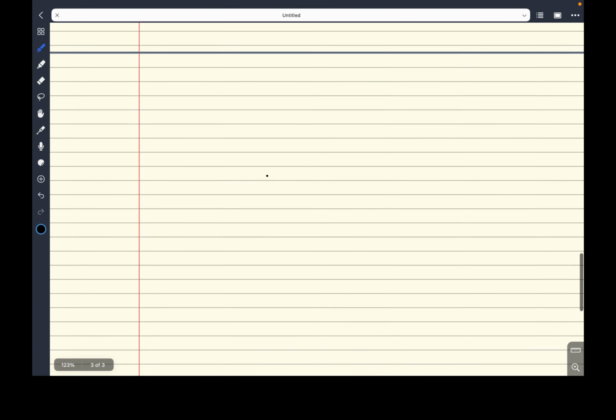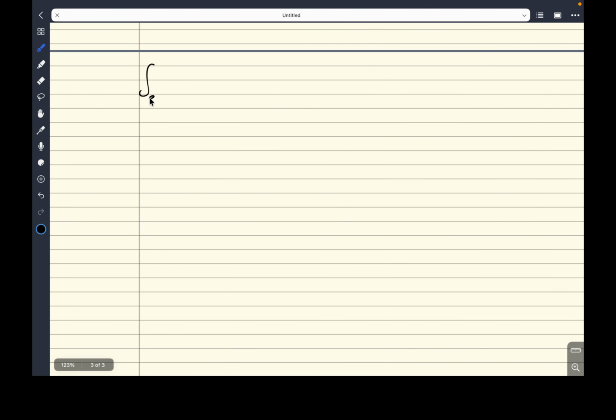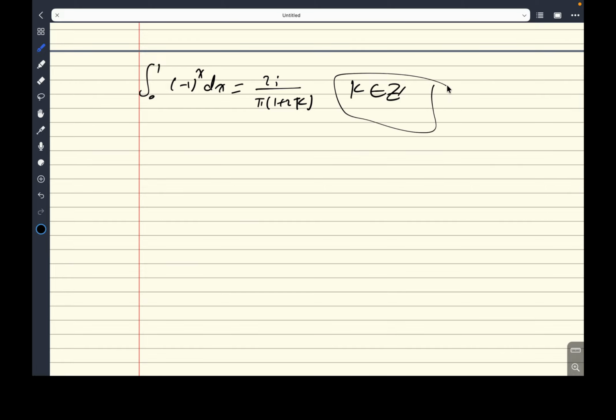So now I can write my whole integral from 0 to 1. Just to state the conclusion, the integral of (-1) to the power of x dx is 2i over pi times (1 plus 2k), where k is an integer. And that is the true, real power of complex functions and complex numbers, that they can solve the impossible for us.